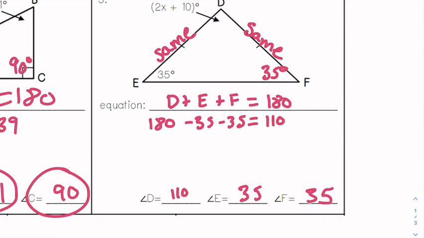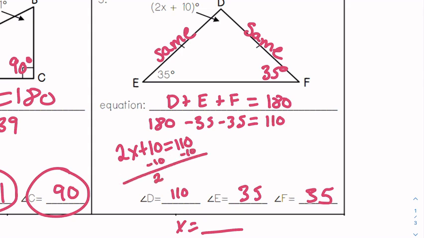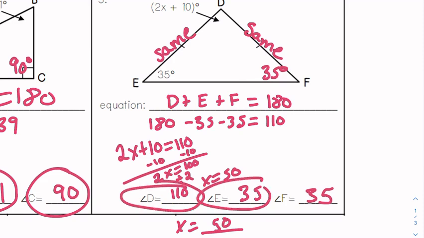Now remember, the instructions also tell us to find what x equals. So in order to find what x equals, we're going to take the expression they gave us for angle D, this 2x plus 10, and we're going to set it equal to the value of angle D that we just found. We're going to subtract 10 from both sides, and we're going to divide both sides by 2, so we get x equals 50. So our answers are 110, 35, 35, and 50.